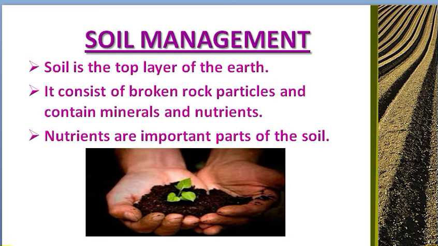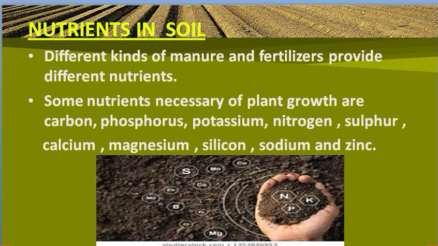Soil provide energy to plants. Before planting any new crop, farmers must test the condition of the soil and then decide what nutrients it needs. Nutrients in soil. Some crops use up more nutrients than others. Sometimes one kind of nutrients is required in a large quantity. Different kinds of manure and fertilizers provide different nutrients. Some nutrients necessary for plant growth are carbon, phosphorus, potassium, nitrogen, sulphur, calcium, magnesium, silicon, sodium and zinc.